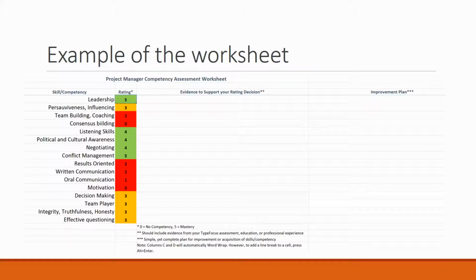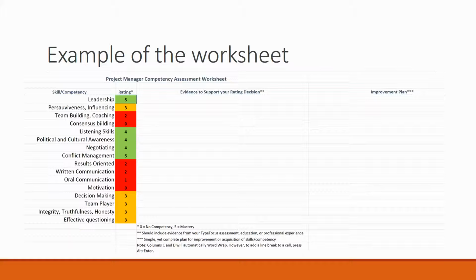Then in the next column over is your evidence to support your rating decision. Each thing that you have, you want to make sure to put down some evidence and be very specific. Be really specific. Then, of course, the last column is your improvement plan. You want to be sure that you can provide some kind of way that you're going to get those 0s, 1s, 2s, and 3s up to a little bit of a higher level.